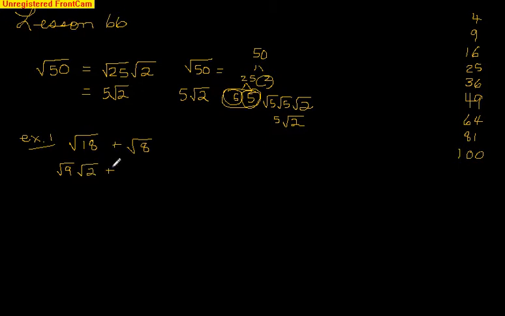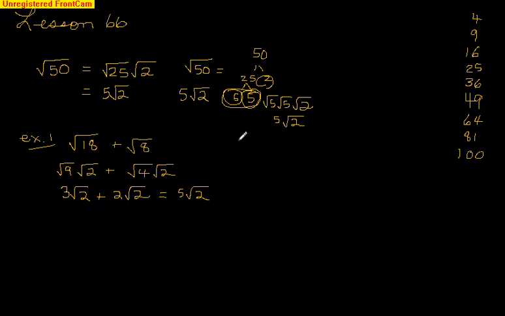Same with the 8. I look at 8, what's the biggest perfect square? 4 is the biggest one. So it's going to be the square root of 4 times the square root of 2. Now we can simplify that. That would be 3. Square root of 9 is 3, square root of 2, plus 2 square root of 2. And then, since they're both the square root of 2, they're like terms, so we can add them together and we get 5 square root of 2. So we did a simplification and then we did an addition problem.